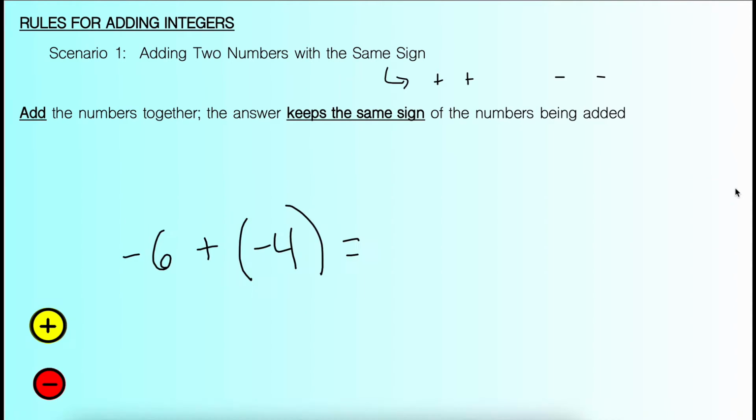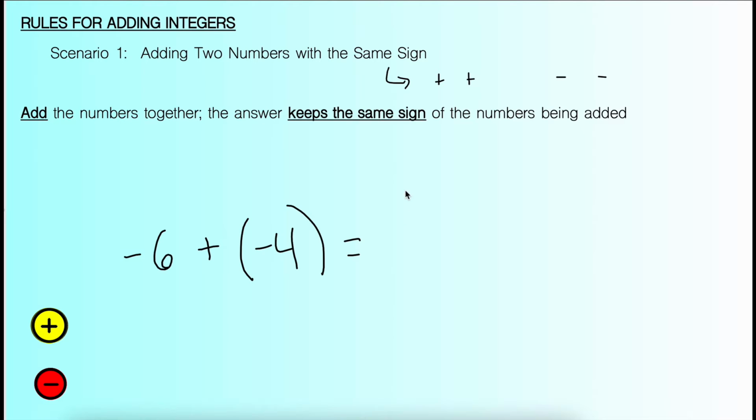All right, I have the example -6 plus -4. So I'm adding two numbers that have the same sign, and the rule simply says that I need to add the numbers together. 6 plus 4 is 10, and I need to keep the sign of the two numbers being added. So that would be -10.